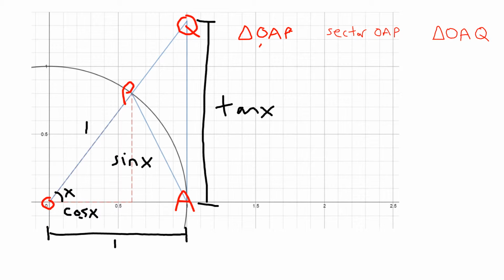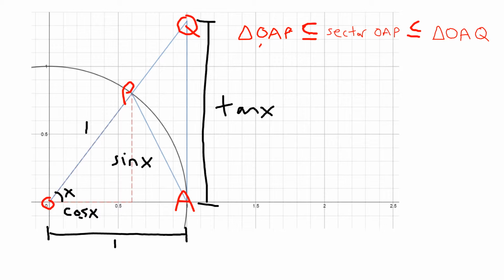And when we compare all three of these, what we see is that the triangle OAP is contained inside the circular sector. So this is a symbol denoting inclusion. And also the circular sector is sitting inside the large triangle OAQ. So most important for us, it means that the area of triangle OAP is smaller than the area of the circular sector, which is smaller than the area of the large triangle. So let's compare those areas.